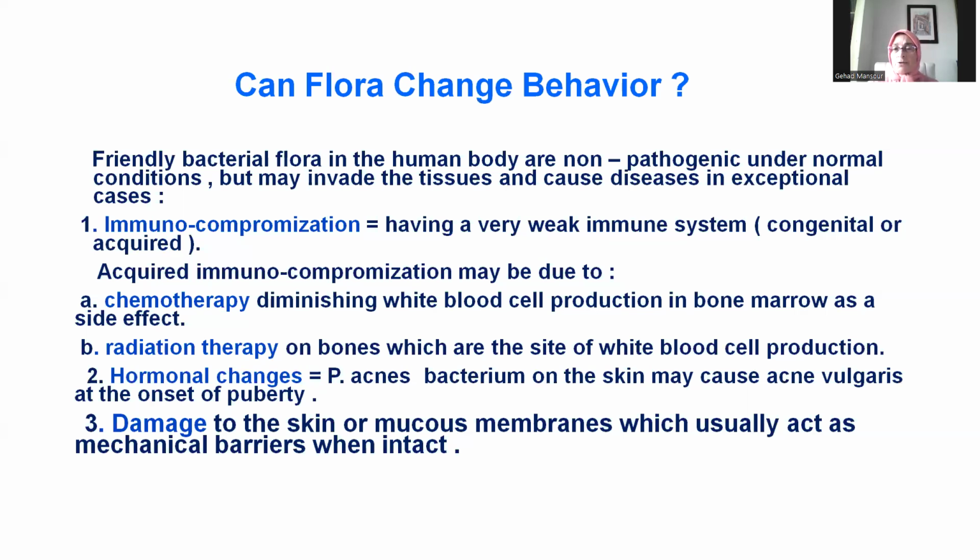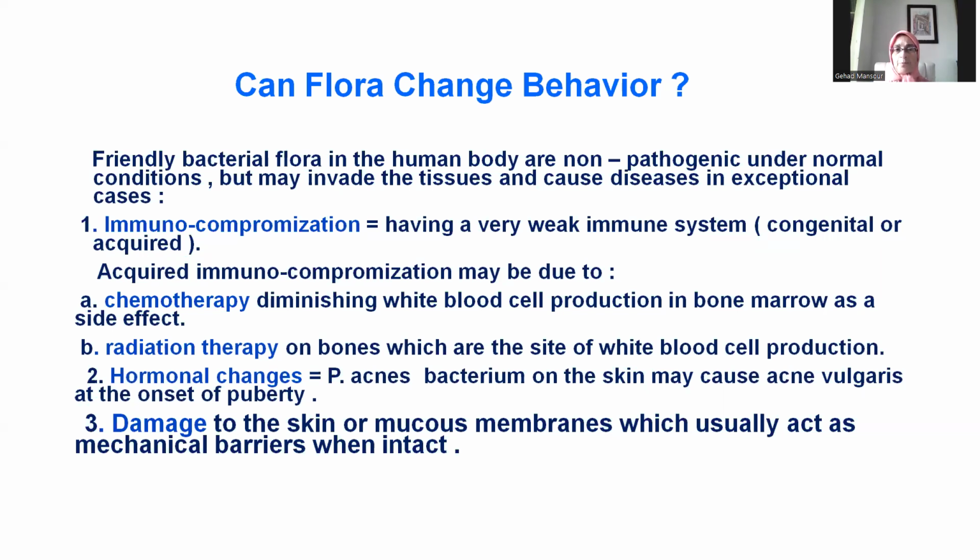I might also ask you about the acquired, but let's first say the big titles. So the big titles are immunocompromisation, hormonal changes, and damage to the skin or the mucous membranes. First of all, we defined immunocompromisation. It is an extreme weakness of the immune system. And we said that immunocompromisation is of two types, congenital and acquired. And now the next question would be, what are the causes of acquired immunocompromisation?